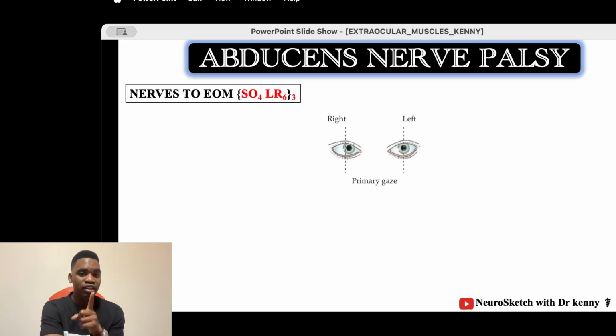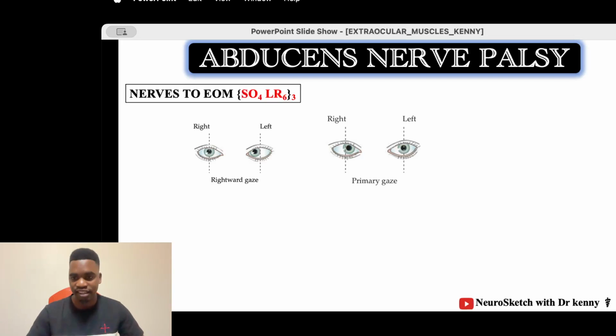So what if I tell this patient to look to the right side? Assume we have abducens nerve palsy on the right side. The patient will fail to abduct the eye. That is guaranteed. But you see the eye has moved, because it was medial to this line, but now it is aligned perfectly, as if it is in a primary gaze. What does it mean? It was medially rotated, medially adducted, and then now it has gone this side.